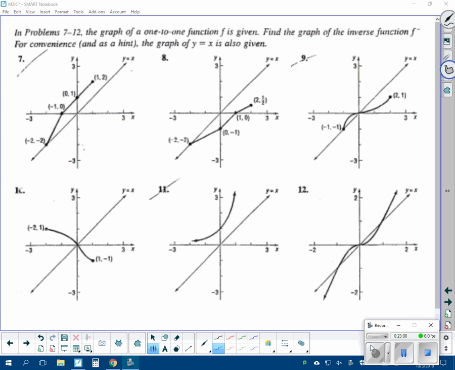All right, now we have to figure out how to graph or sketch an inverse. On this one, that's problem number 7. So your graph is this part, the one that has the ordered pairs listed. They also have drawn the graph y equals x. The way you sketch a graph of an inverse is you reflect your function across the line y equals x. So there's your line of reflection right here.